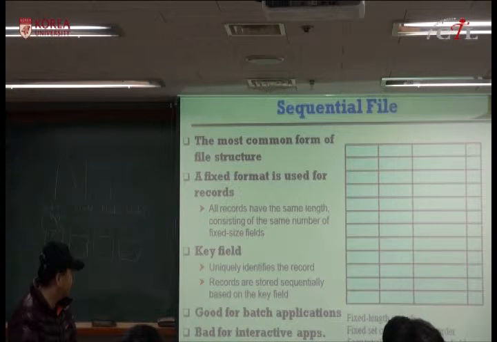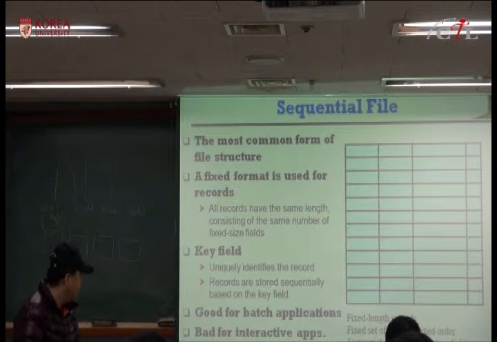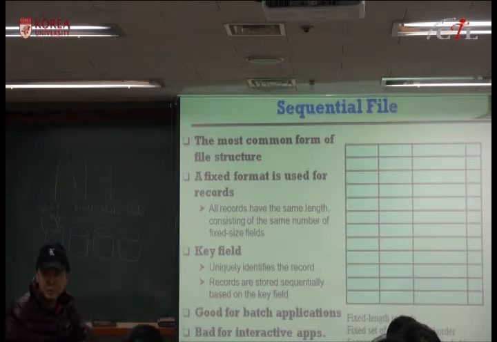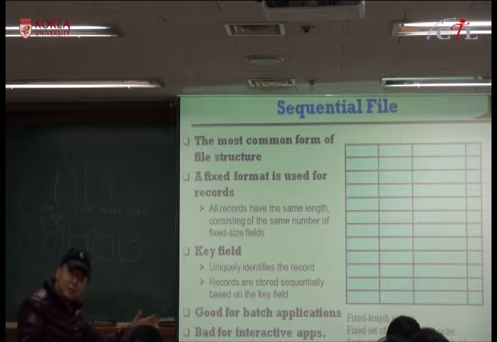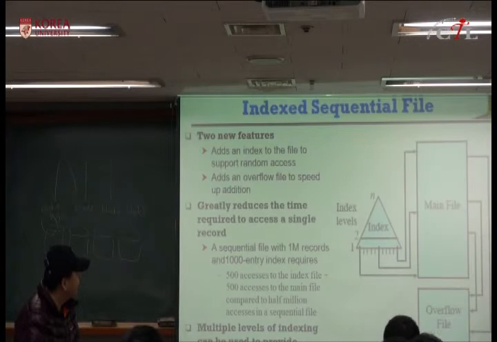Okay, sequential file. It's good for batch application, right? Because you store them sequentially in the key order, but it's bad for interactive application. Random access is slow because you have to search sequentially. And addition to a file is also slow because whenever you add, you have to move. Or whenever you delete, you also need to move. So this is sequential file.